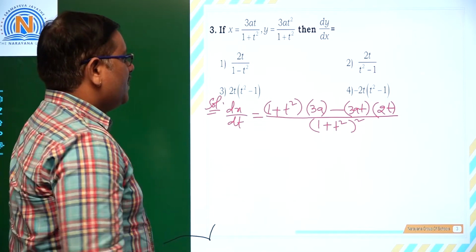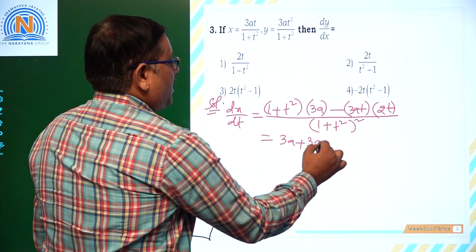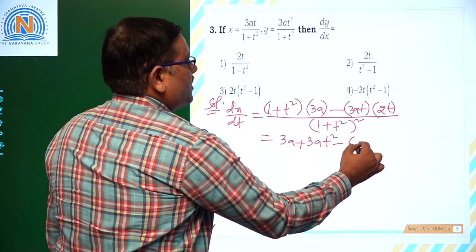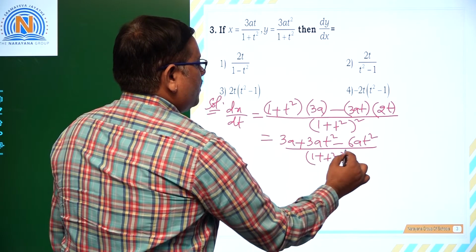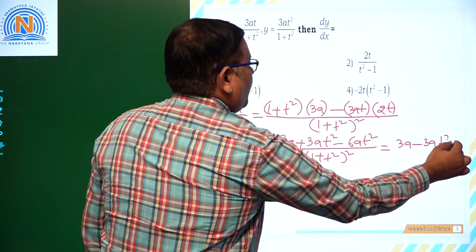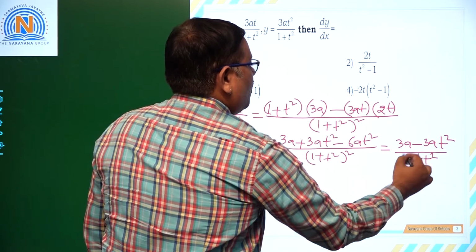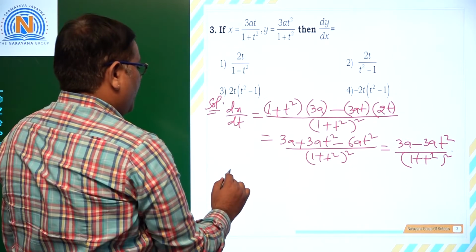This is the rule. So if I simplify that, it is going to be 3a plus 3a t square minus 6a t square upon (1 plus t square) whole square. So that value is (3a minus 3a t square) by (1 plus t square) whole square. That is the value of dx by dt. Similarly, let us find out dy by dt.